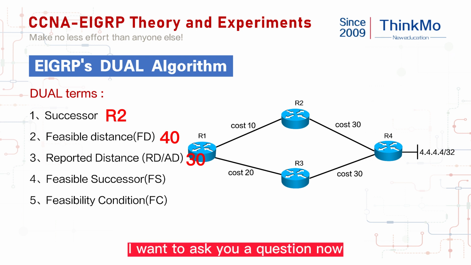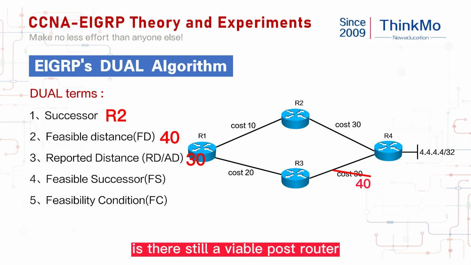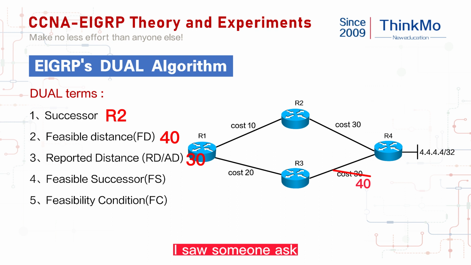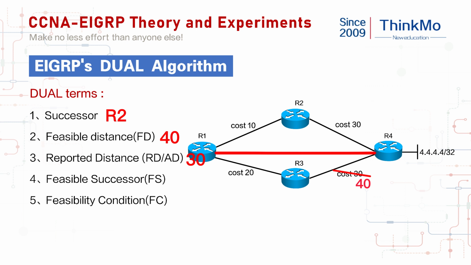I want to ask you a question now. If it's not 30, and I changed it to 40, then in this path, is there still a feasible successor router? I saw someone ask how to choose a backup link when there are 3 lines. The same. If there are 3 lines, you calculate again. As long as it is eligible, it also enters the table.